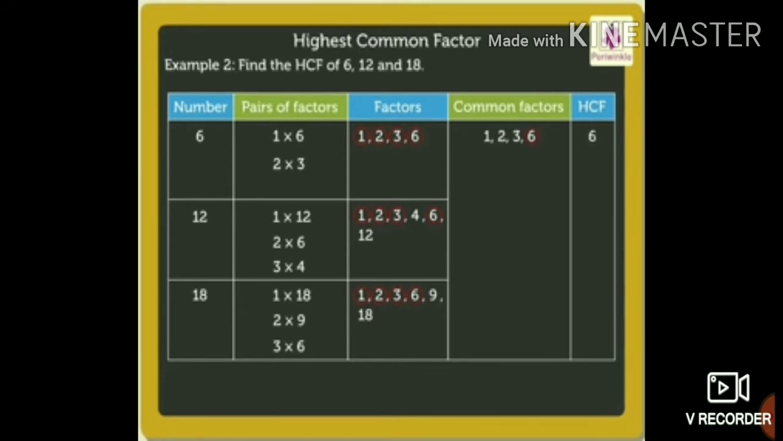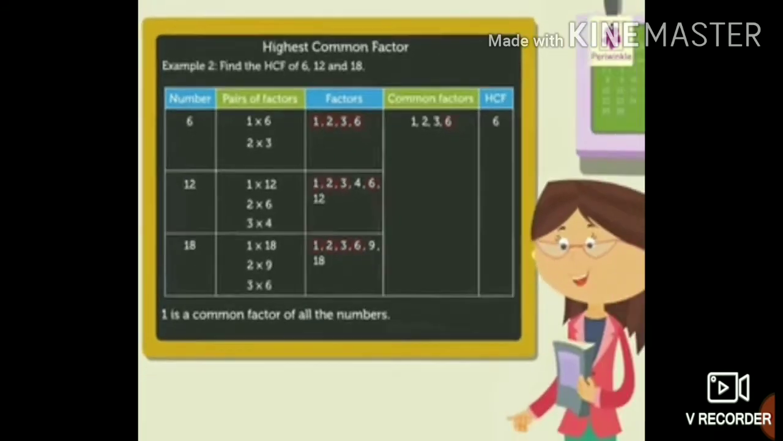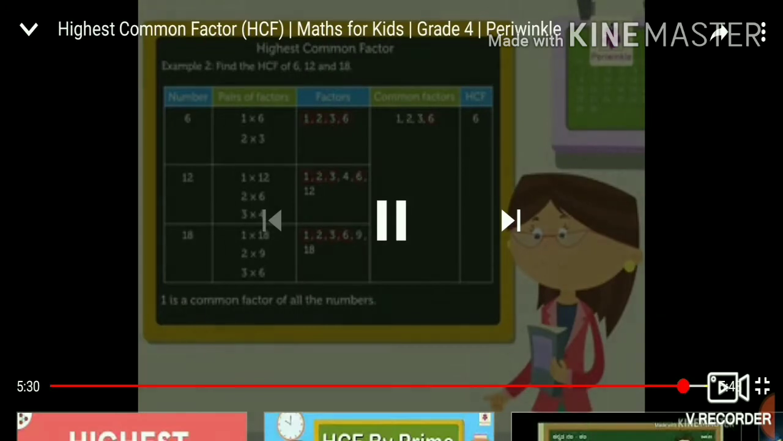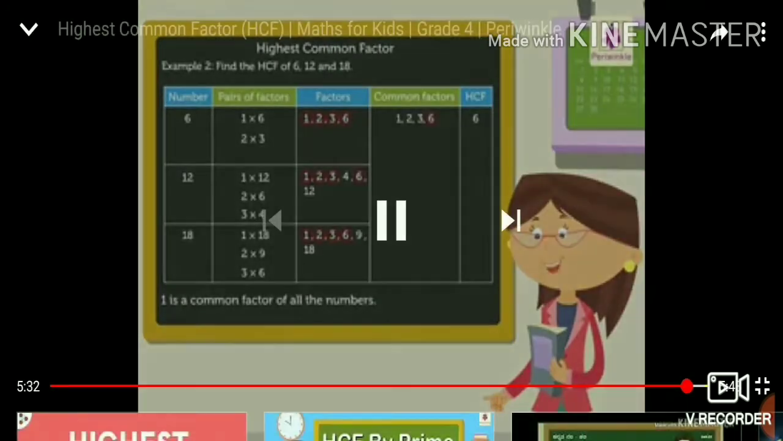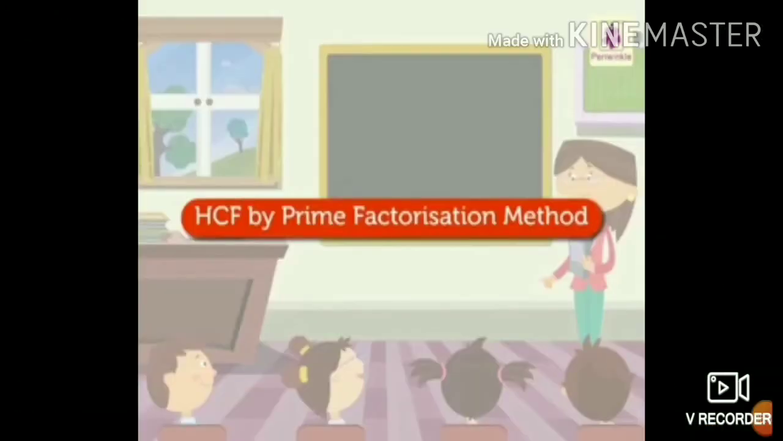Among these common factors, which is the highest? 6 is the highest. So 6 is called the HCF of 6, 12 and 18. 1 is always a common factor of the numbers. So this is the common method.